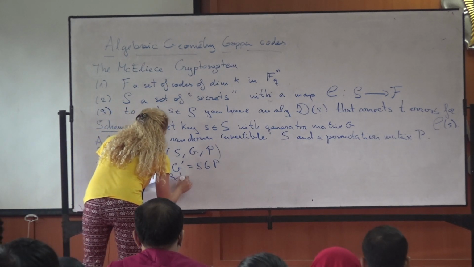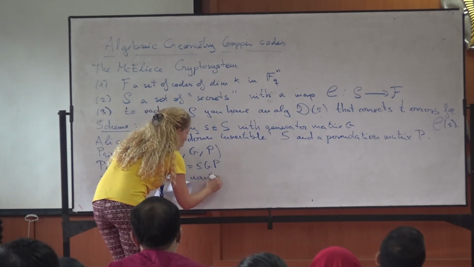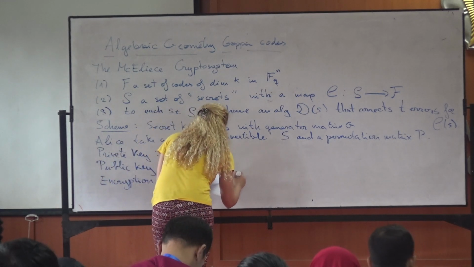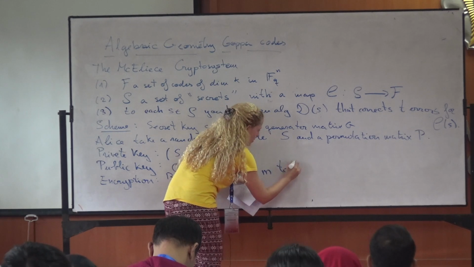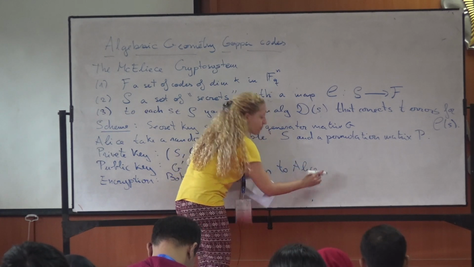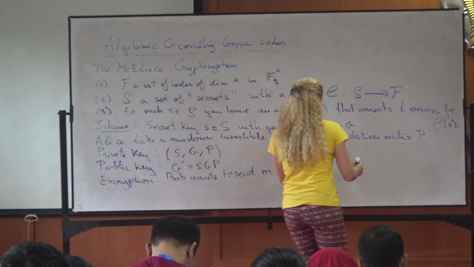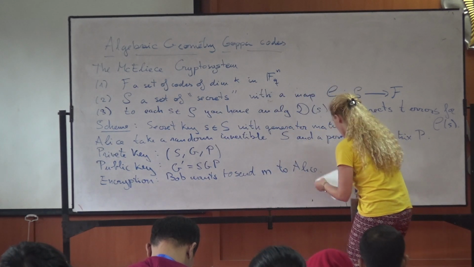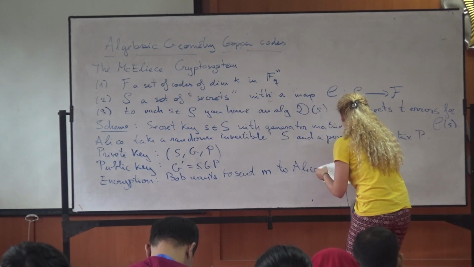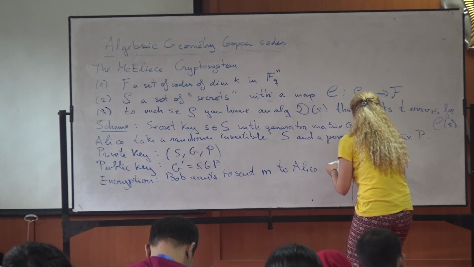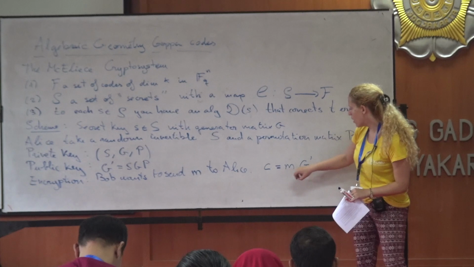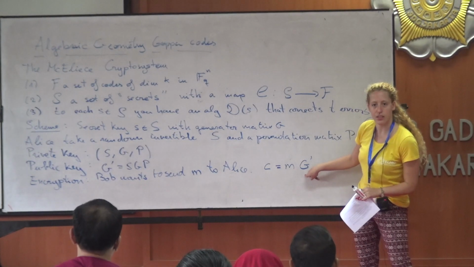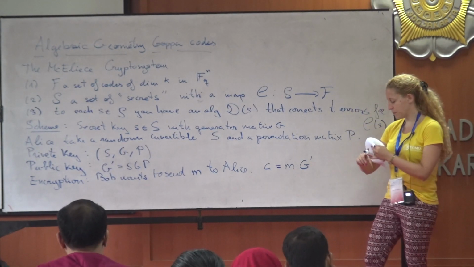So now, the encryption. So Bob wants to send the message M to Alice. Okay? So Bob is going to compute C equal to M G prime. So this is like sending the message using the email address of Alice. Okay?